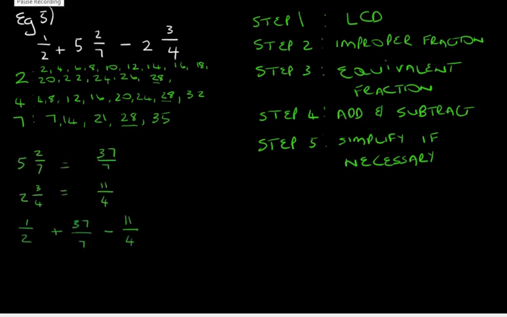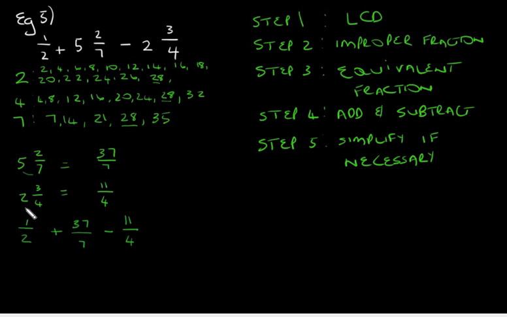Okay, so let's convert to improper fractions. What do we do with a half? We don't need to convert it because it is already in proper fraction form. We need to convert 5 and 2 over 7 into an improper fraction. So 5 times 7 is 35, and 35 plus 2 is 37. So that will give us 37 over 7.